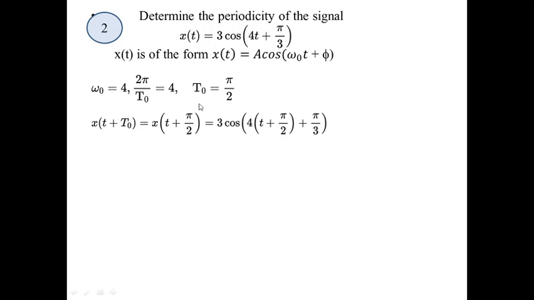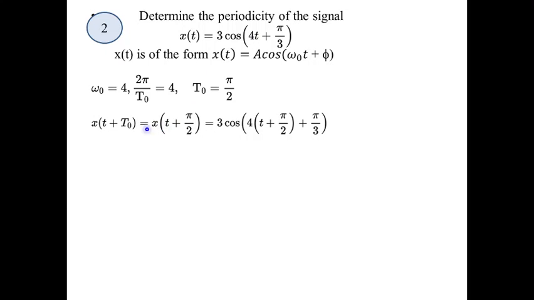You have to check the condition x of t plus t naught. You have to find whether x of t plus t naught is equal to x of t. So, what you do? X of t plus t naught is equal to, in your original signal, instead of t you are putting t plus t naught. So, wherever you have t, replace it as t plus t naught.